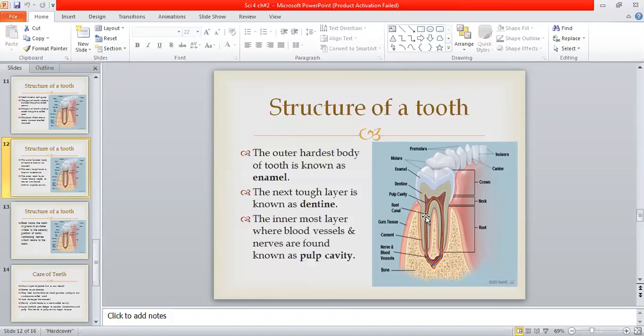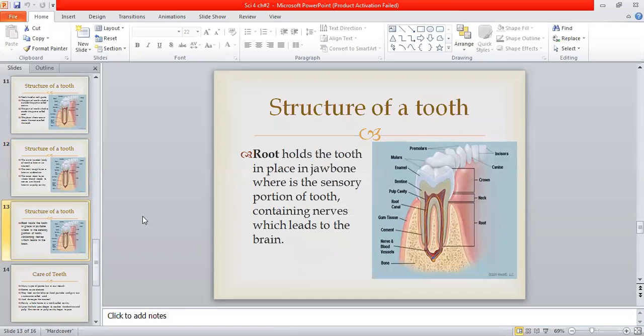From the outer side you can see the crown, neck, and root. From the inner side, the inner structure of the tooth, the hardest part is known as enamel. Then after enamel is dentine. After dentine is the pulp cavity. After the pulp cavity there is a root. And what is the purpose of a root? Root is the sensory portion.